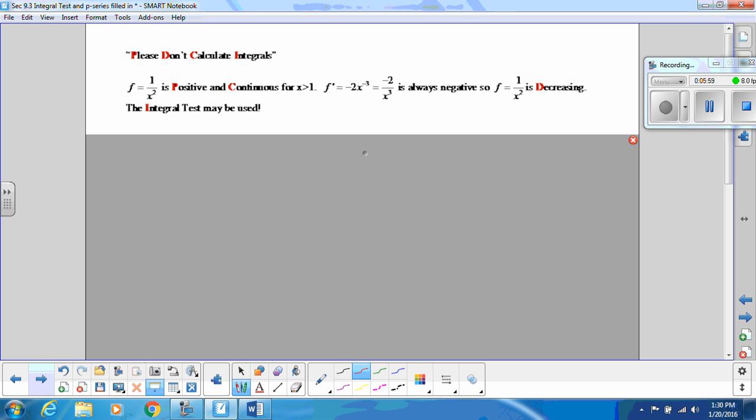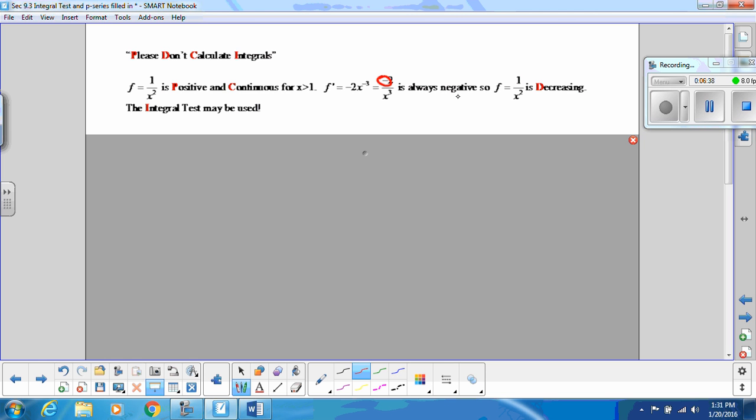Positive, continuous, decreasing. Is our function 1 over x squared always positive? Well, yeah, if I have x squared, that's always positive. Is it continuous? Yes, there are no discontinuities for x greater than 1. Now at 0, we have a discontinuity, but remember we're concerned with the integral from 1 to infinity. And decreasing we can always check by using the first derivative. Our first derivative is going to be negative 2 over x cubed, and that will always be negative.